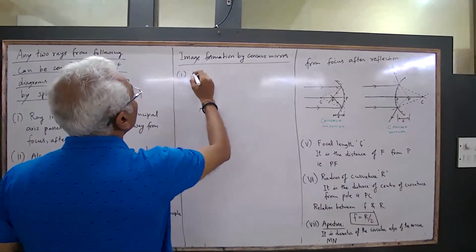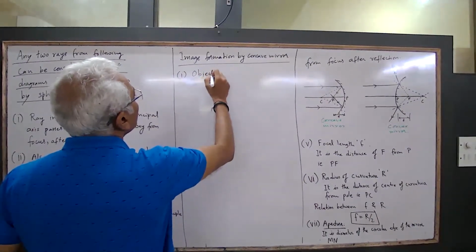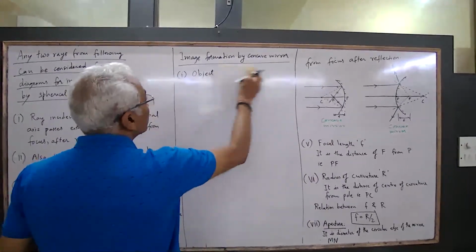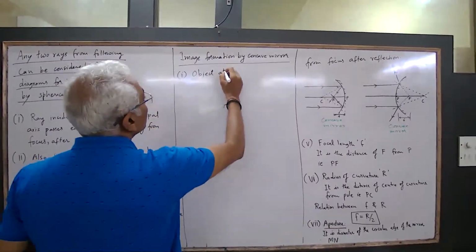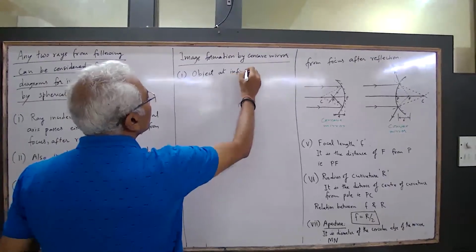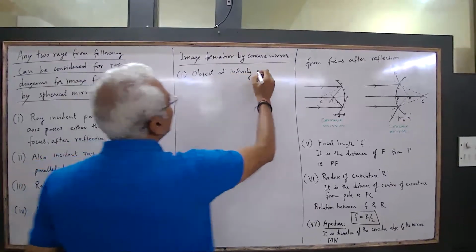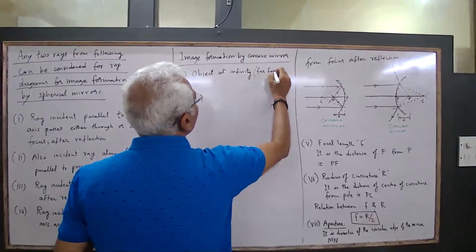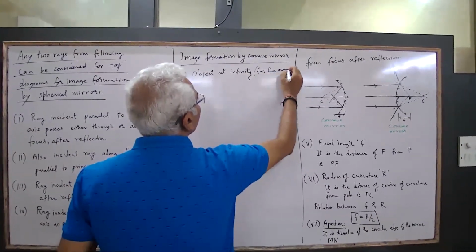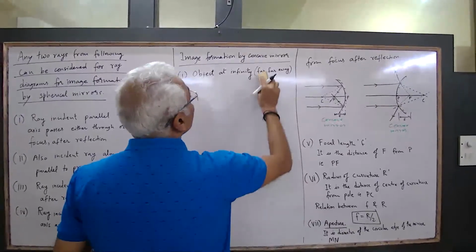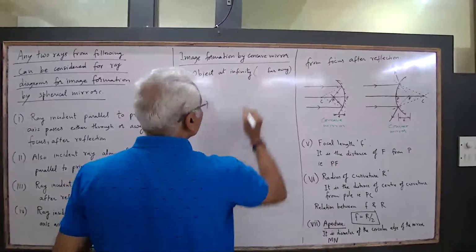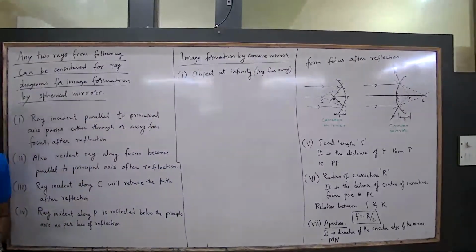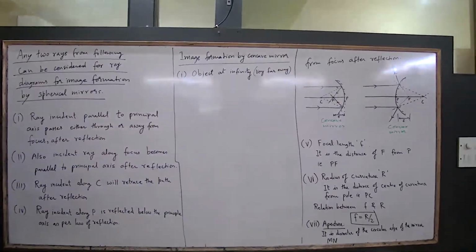First is when object is at infinity. इंफिनिटी का मतलब क्या होगा, फार फार. When object is very far, जैसे सन इज अ वेरी फार अवे ऑब्जेक्ट.